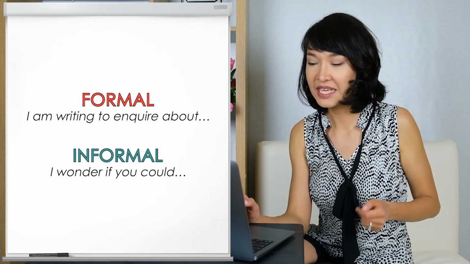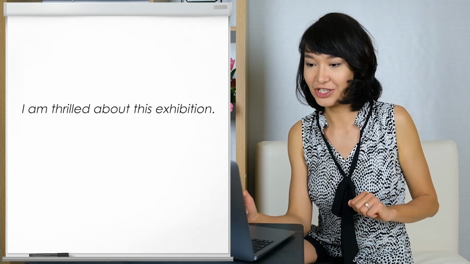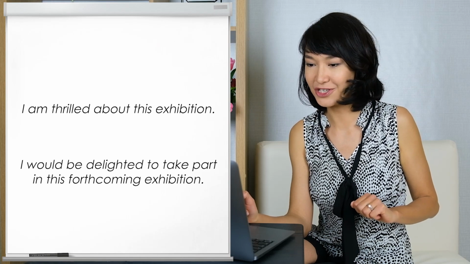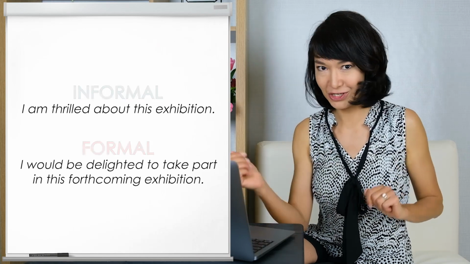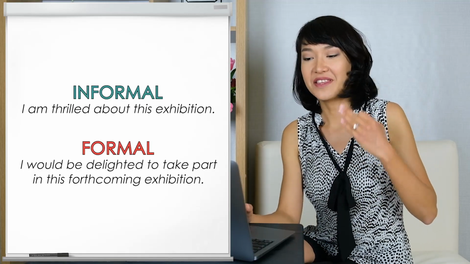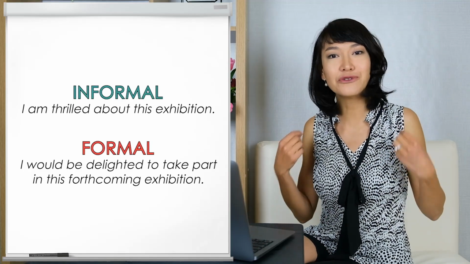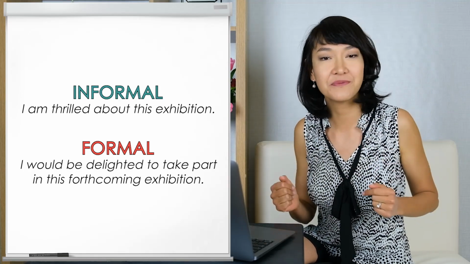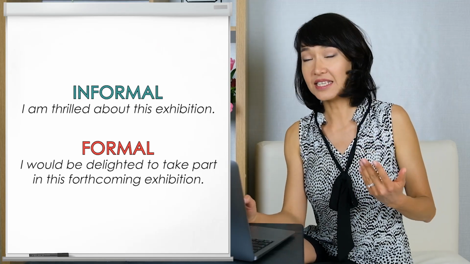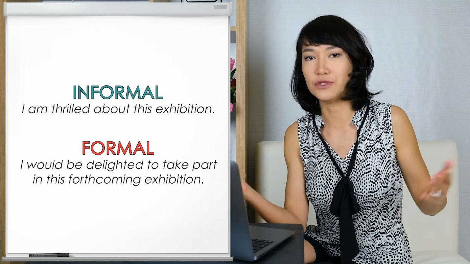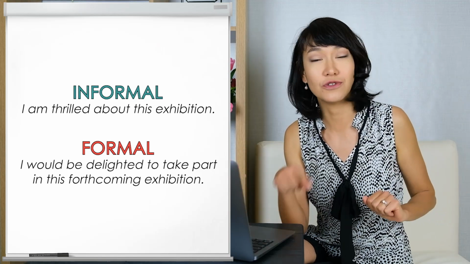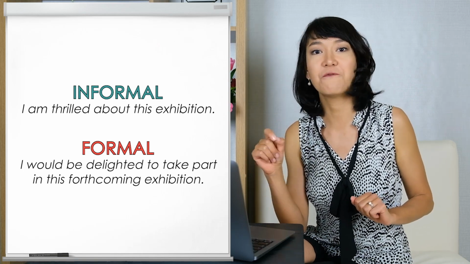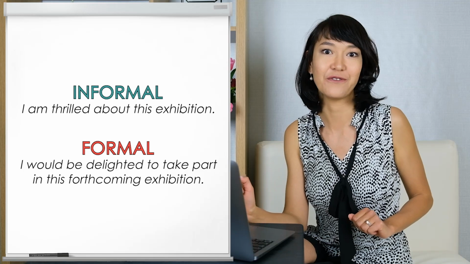And one more. I am thrilled about this exhibition. I would be delighted to take part in this forthcoming exhibition. Which one is formal? Number two. To be thrilled. This is such an emotional verb. Emotional verbs and adjectives are informal. To be delighted is quite neutral. You could use it in informal letters and you could use it in formal letters too. But the adjective forthcoming, a forthcoming exhibition is definitely formal.